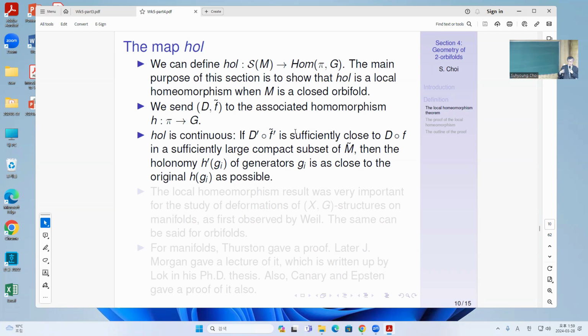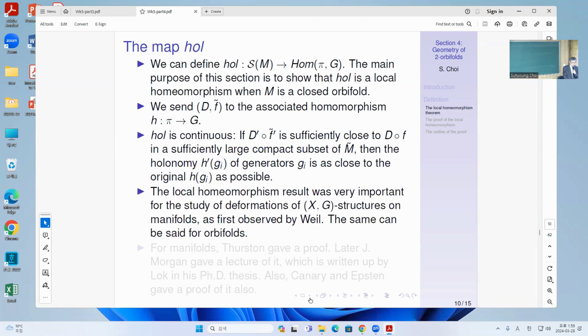Then, of course, the holonomy of the generators are very close. Because these charts are very close, this means that whenever you do the deck transformation, that has to be very close as well. So they differ by close elements. Okay, so these homomorphisms, that's how you prove the continuity. And the local homeomorphism theory is very important, and it's first done by Bayer, and so the same can be done for orbifolds, but we're not really doing it here.